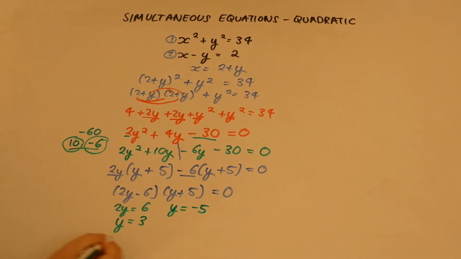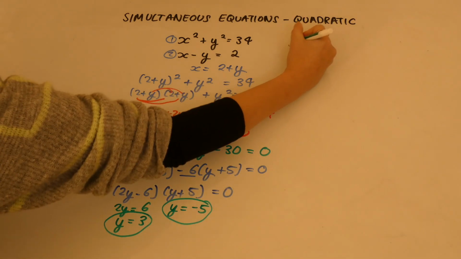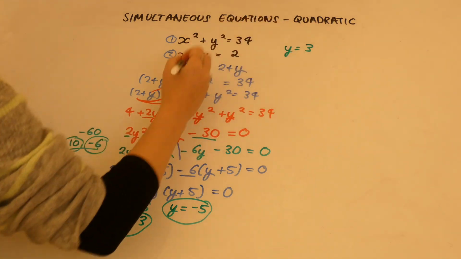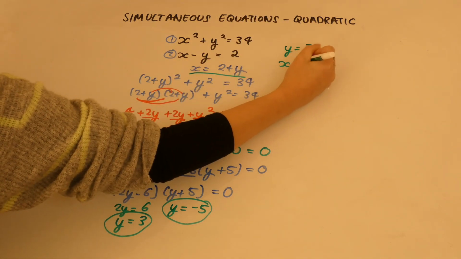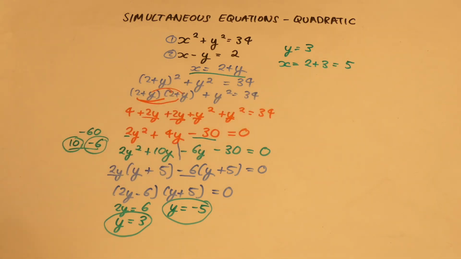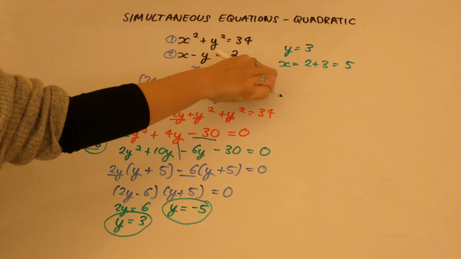Once we've got to this stage, we've got the two solutions for y, so we just need to go ahead and input them to find what the x solutions would be. So for when y equals 3, if we know that x is equal to 2 plus y, so 2 plus 3, x would be 5. So our pair of solutions there would be y equals 3 and x equals 5.